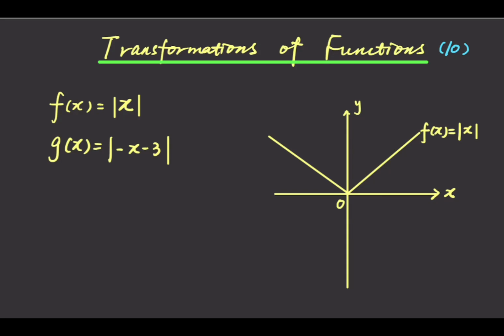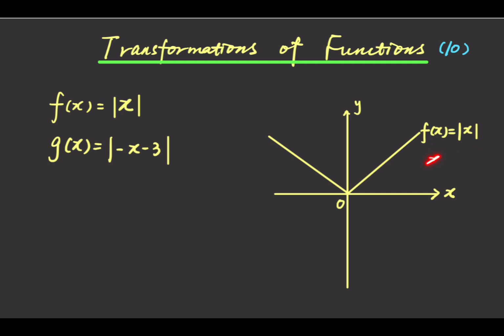If the original function is f(x) equals absolute value of x, you want to figure out the transformation of the original function to this transformed function, absolute value of negative x minus 3. You can follow the following orders. First, you can figure out the original function. Its graph should be like this.